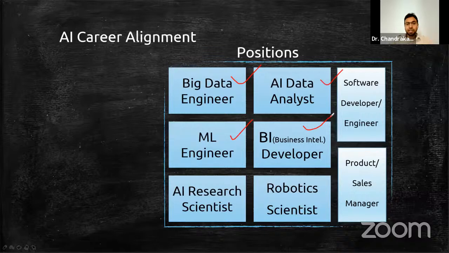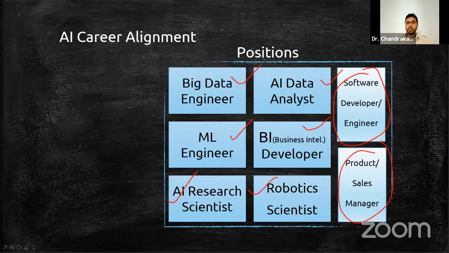Then of course there are research areas like AI research scientists, robotic scientists, of course they are always there. And there are some typical positions like software developers or engineers. Those are good with software. They can start learning AI programming very easily because they are already aware of programming itself. And then there are some higher level posts like product manager or sales managers. They use this analyzed data to inform their firm how to make changes and how to sell faster or more, those kinds of things.